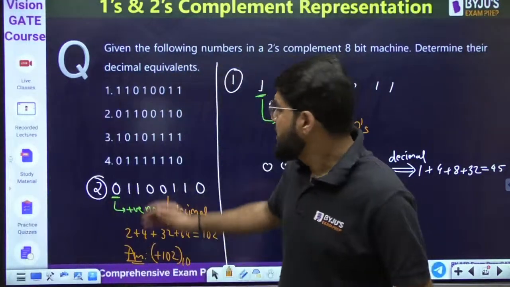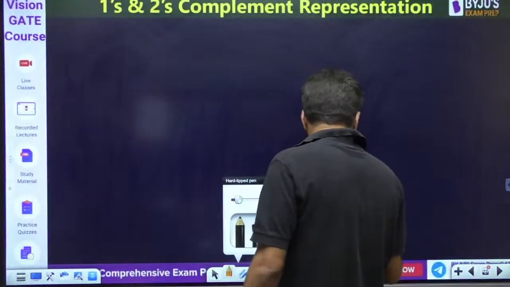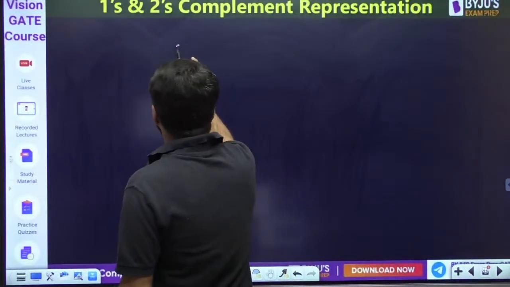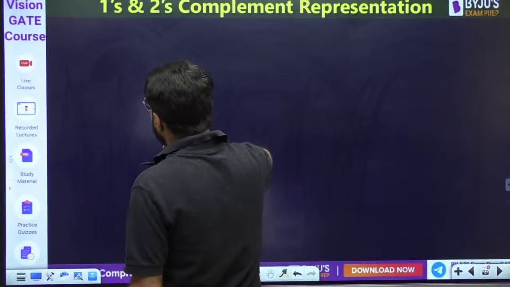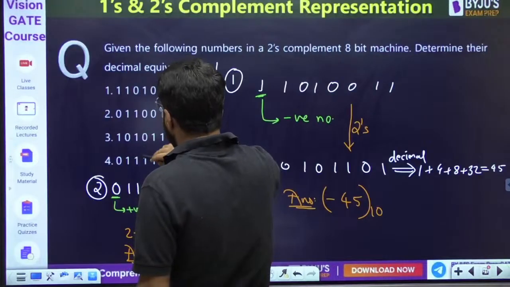Let us move ahead to the next question. Now third, if you are clear with first and second, you can do the third also. Nothing special with the third. Where is the third?